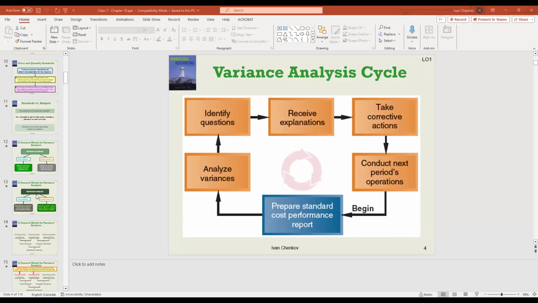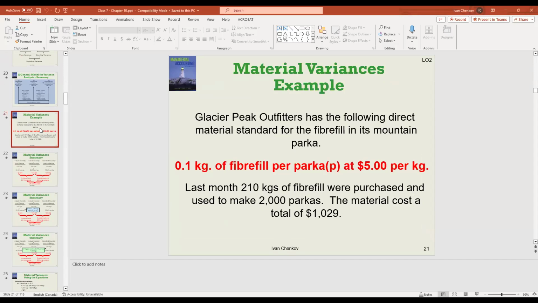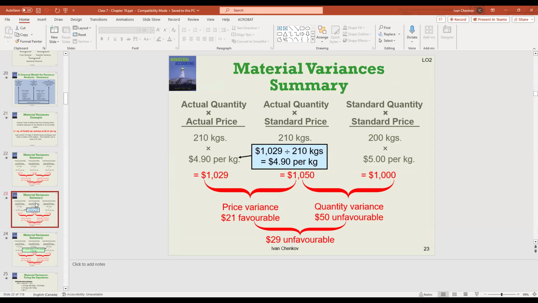Once we saw all those things, let's go back to our chart and our question. And once we go further, we're going to see exactly the same thing that we did on our Excel spreadsheet. The only thing is those parts are a little bit fancier. Anyway, the actual price: total cost divided by the actual quantity of the material is going to give us the actual price.